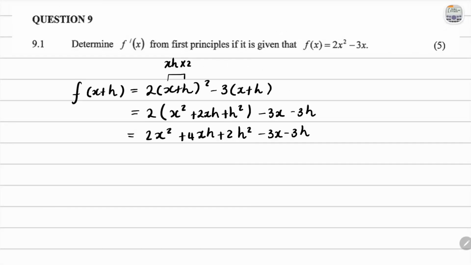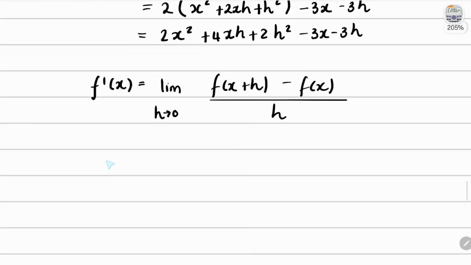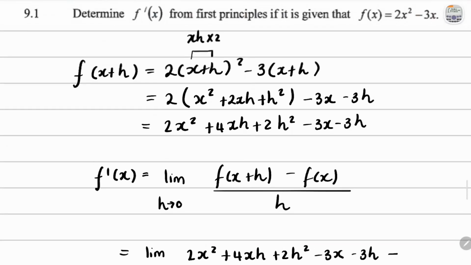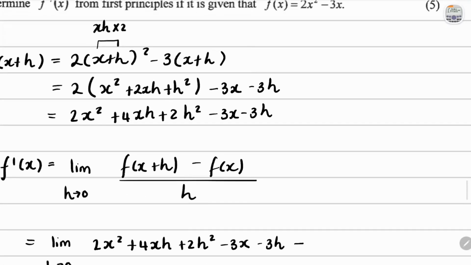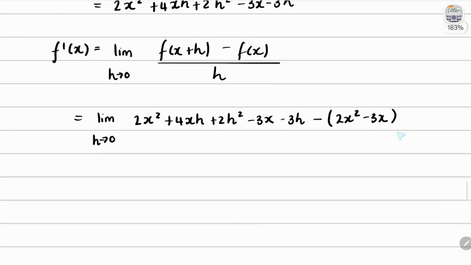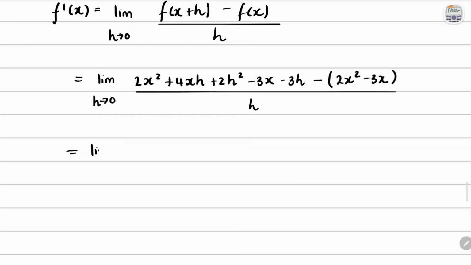And here's the formula to find the derivative using first principles. Okay, so we're going to substitute. So we're saying that f prime of x is equal to the limit as h approaches 0 of all of this, and this is going to be minus f of x. F of x is 2x squared minus 3x, so you see that that's going to need brackets: 2x squared minus 3x. And this goes all over h. Okay, so this is equal to the limit as h approaches 0, and we'll still have the f of x plus h part.